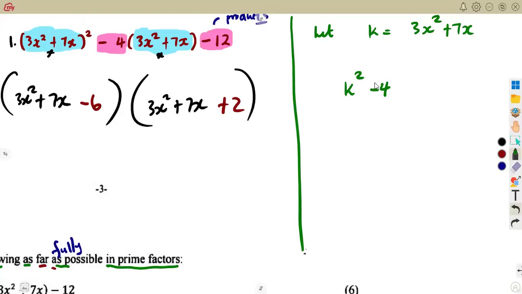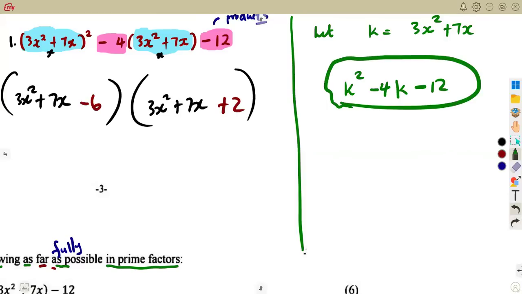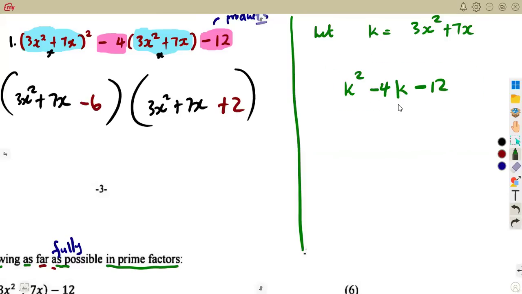Minus 4 into this bracket, which is the same part here, which is now represented by a k. So that's minus 4k minus 12. We do not have that part here on the 12, so the minus 12 remains as it is. You are used to this when you are given something like this to factorize. So from there, you are going to factorize the way that you are used to in terms of k.